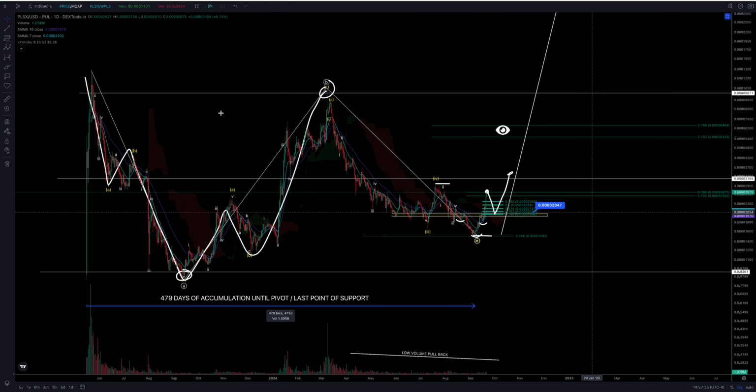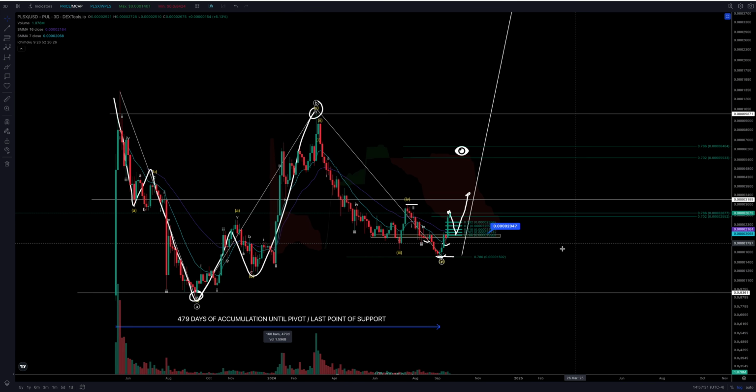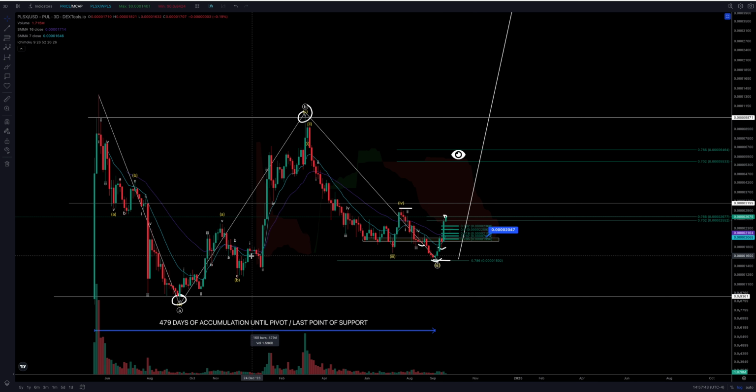It looks like last time we got above the cloud on the 3-day time frame, we went very parabolic. Okay, I'll show you guys right over here. So if you look back in January, at the beginning of the year, you see how we went above the cloud with a solid green candle, and then we just kept going from there.